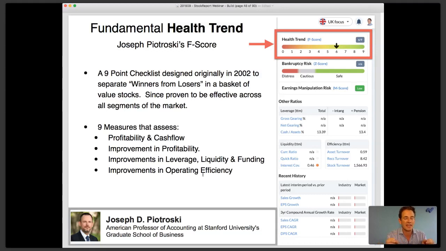fast way of checking on a trailing 12-month basis whether fundamentals are getting better or not. So 7 of the 9 items actually look at the difference from the previous year to the current year. So that's one of the reasons it's so effective. And it's actually about a third of the overall quality rank on Stockopedia comes from this one score, because it's actually time and again proven very predictive in the market.